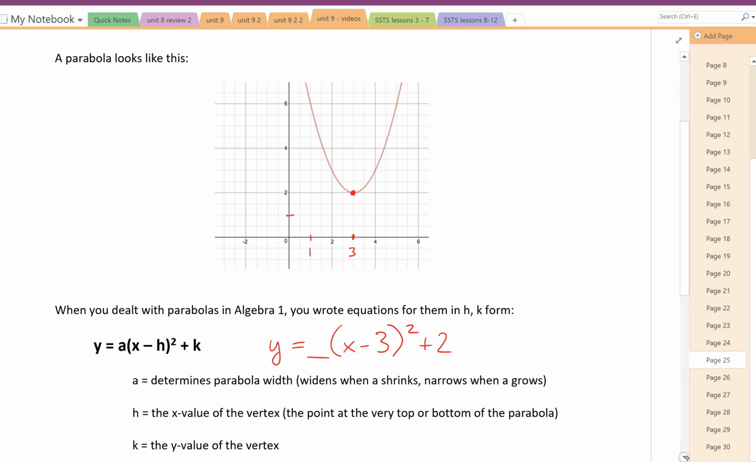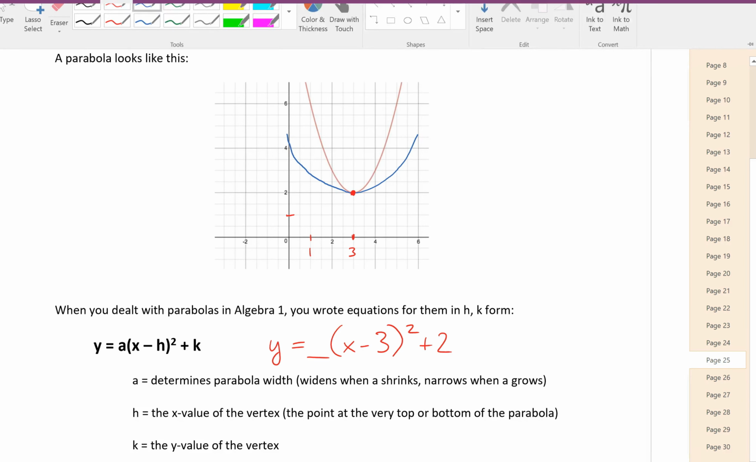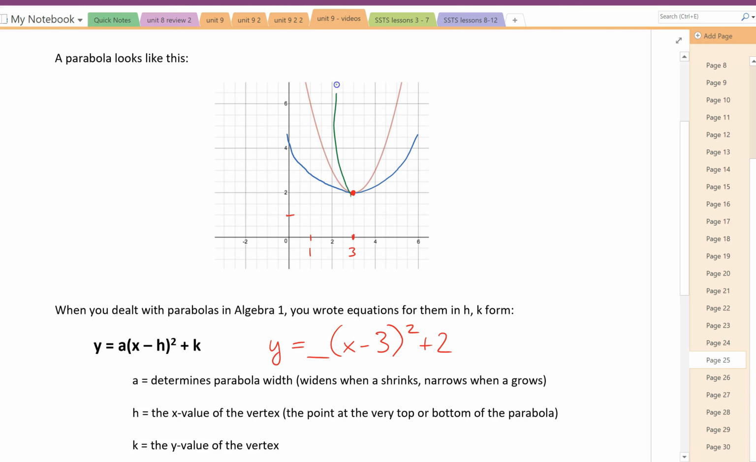Then there's this number out here, this coefficient called a, and most of the time we start off assuming that a is 1, unless the parabola is widened out or made more narrow than your standard parabola. So if I put a number less than 1 right here, between 1 and 0, the parabola is going to widen out like this blue one. If I put a number greater than 1 here, the parabola would get skinnier. And this is all review from last year.